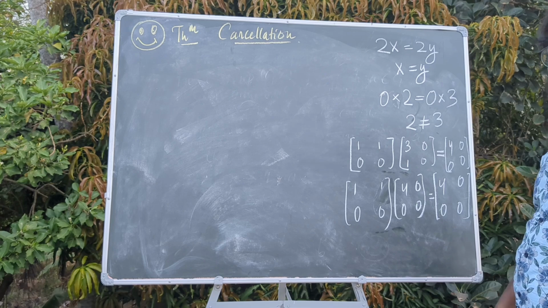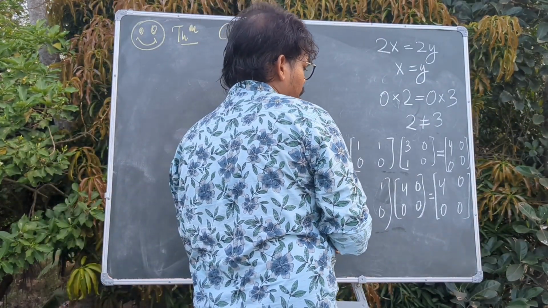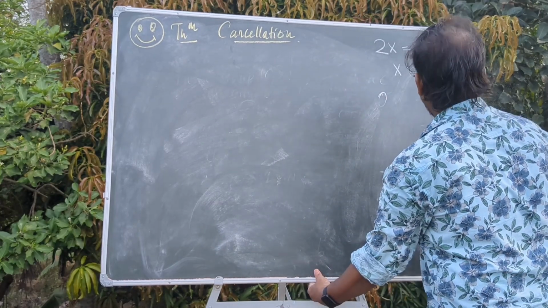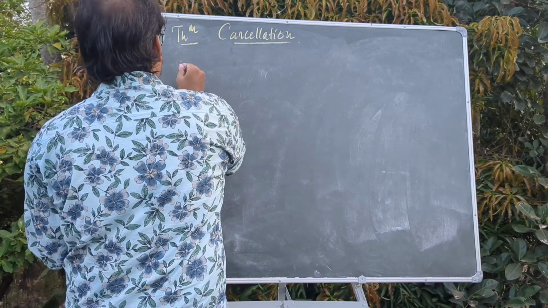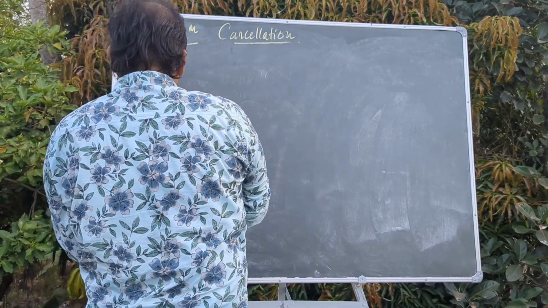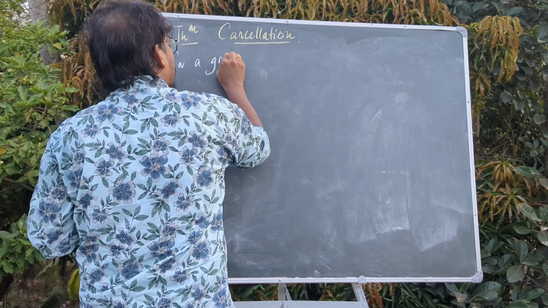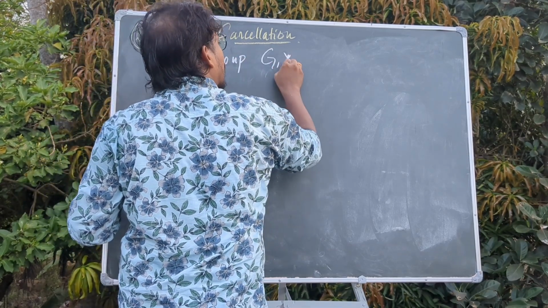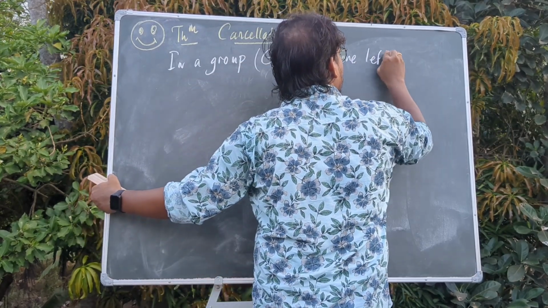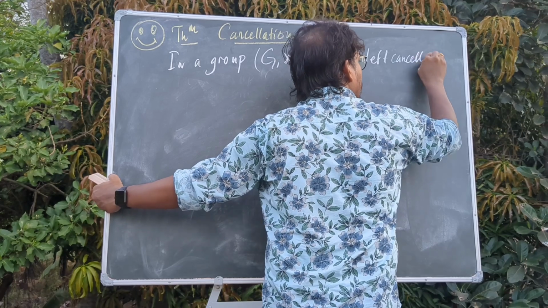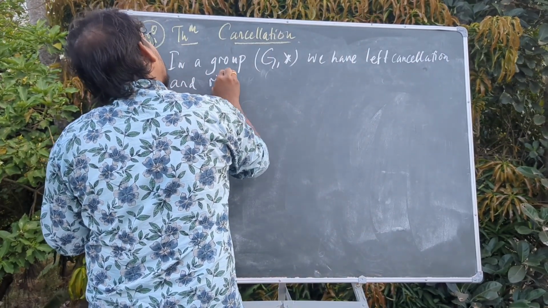But in a group we have cancellation. We'll see in this theorem. Let me erase this one. We have two cancellations: one is left cancellation, another is right cancellation. In a group (G, *), we have left cancellation and right cancellation.